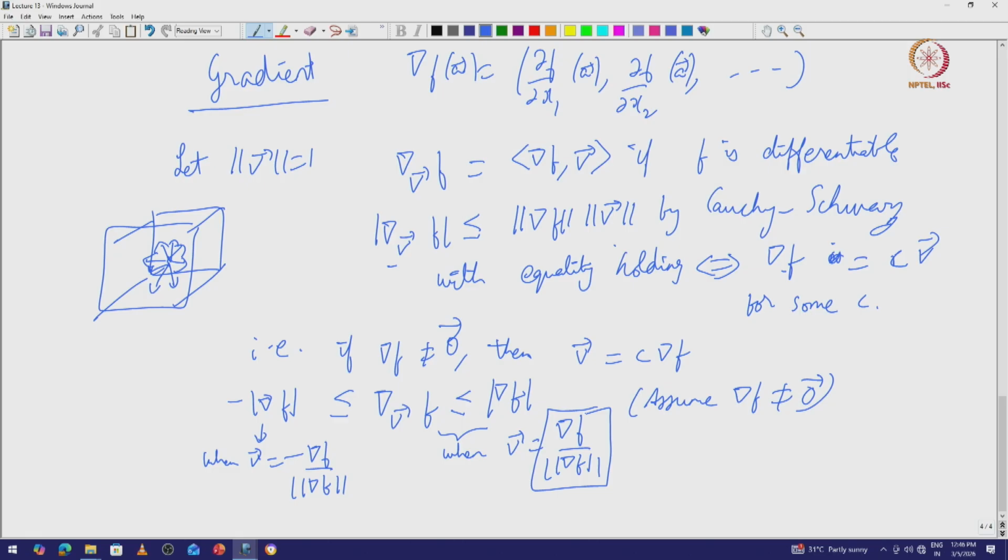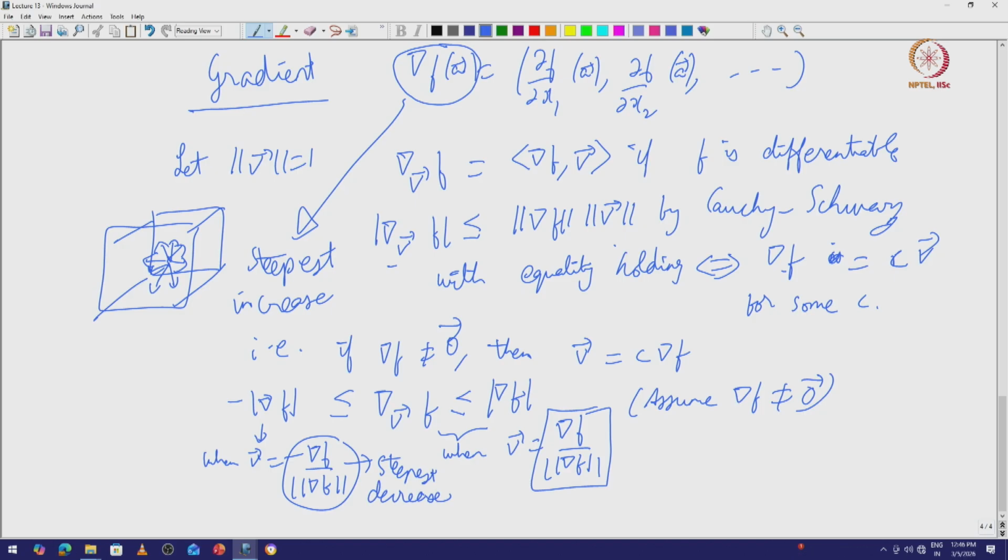That is why the word gradient is used, because this is the direction of steepest increase. In fact, the negative of this direction is the direction of steepest decrease. That's why it's called the gradient, because it's precisely that direction you must move in a little bit to make sure that f increases the most. If you want to make f decrease as much as possible, the best direction to move in is minus the gradient.